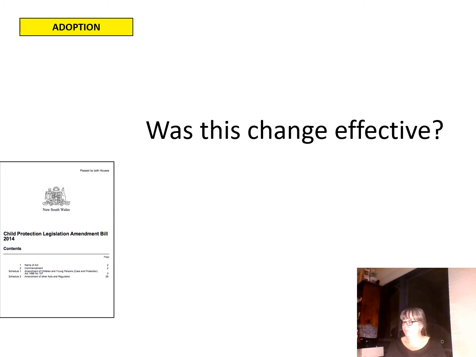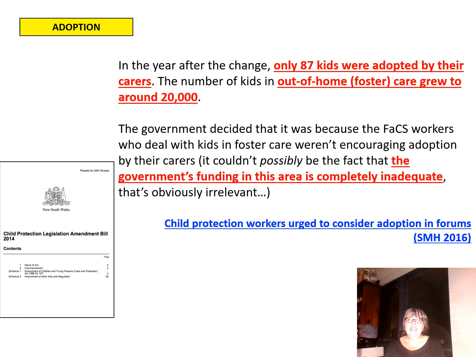Were the changes effective? Let's evaluate. In the year after the change, only 87 kids were adopted by their carers. The number of kids in out-of-home or foster care grew to around 20,000. The government decided that it was because the FACS workers, they were FACS at that time, now they're DCJ, the FACS workers who deal with kids in foster care weren't encouraging adoption by their carers. It couldn't possibly be the fact that the government's funding in this area was completely inadequate. That's obviously irrelevant. So let's blame the poor, overworked government employees rather than, hey, government, fund these things if you want it to happen. That's just what's implied by the child protection workers urged to consider adoption in forums. Sydney Morning Herald article of 2016.